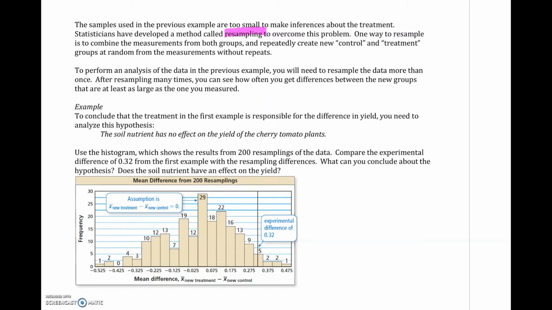So clearly, we'll resample multiple times. And in this example, next, we decided to take a look at the hypothesis that the soil nutrient has no effects on the yield of the cherry tomato plants, and then resample the original two groups 200 times, right? Where'd they get the 200 from? I don't know, but 200 is a really large number.